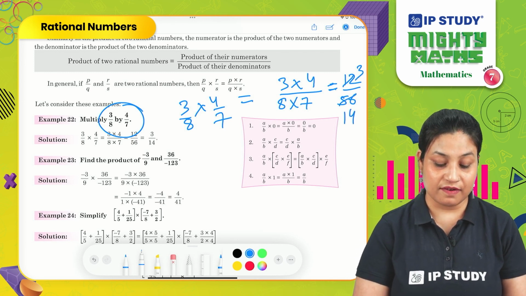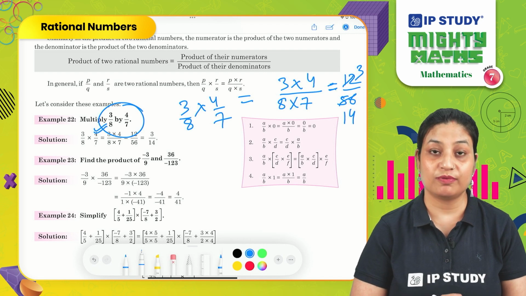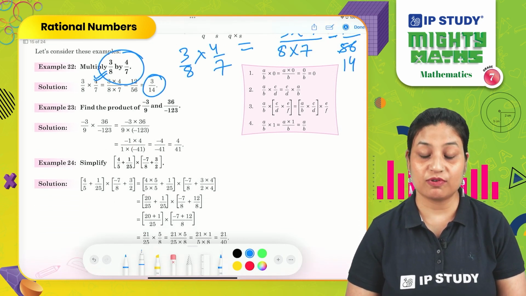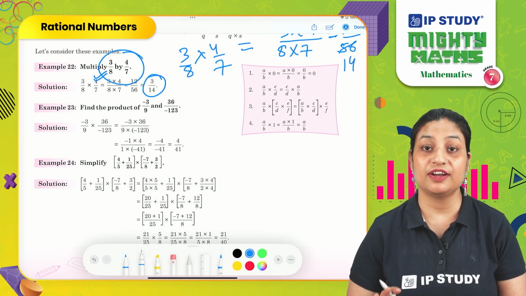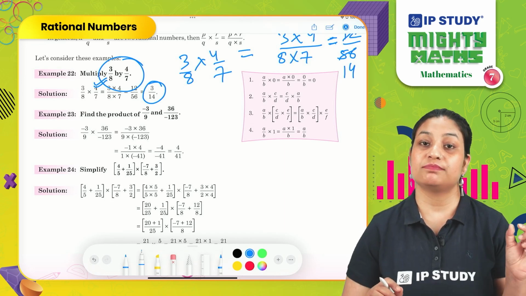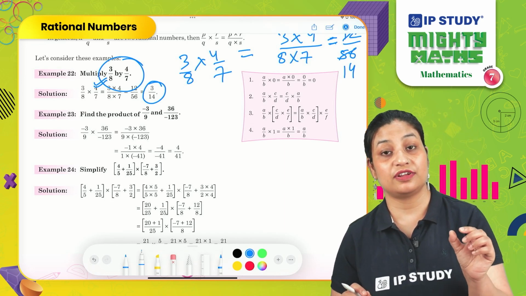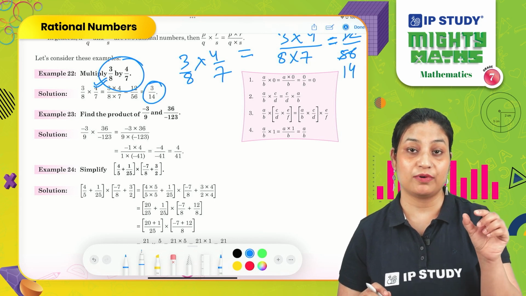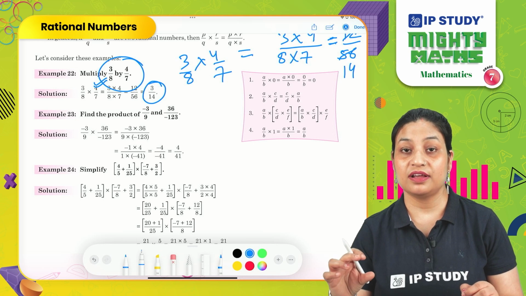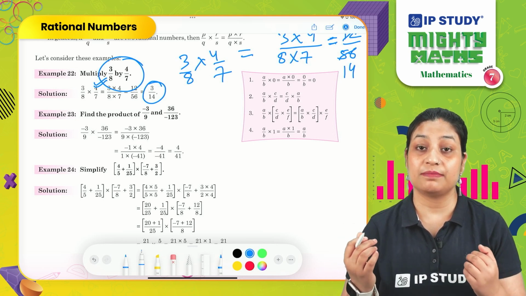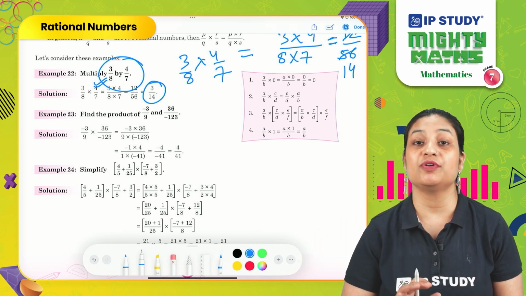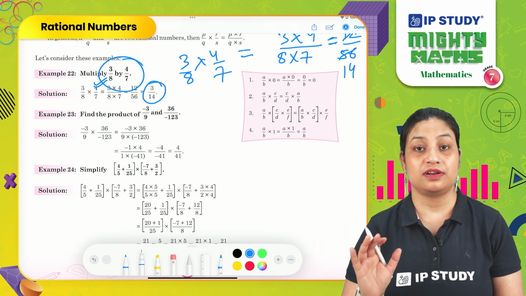So it means that when 3 by 8 is multiplied by 4 by 7, you will get 3 by 14 as your result. So I hope you have understood this example, how to multiply two rational numbers. Simply only one formula is there. Just take the product of the numerators of the two rational numbers divided by the product of denominators of the two rational numbers. You will get a rational number. Check if that rational number can be further reduced. If it is so, reduce it and write it in standard form or simplest form. This is how you perform multiplication on rational numbers.